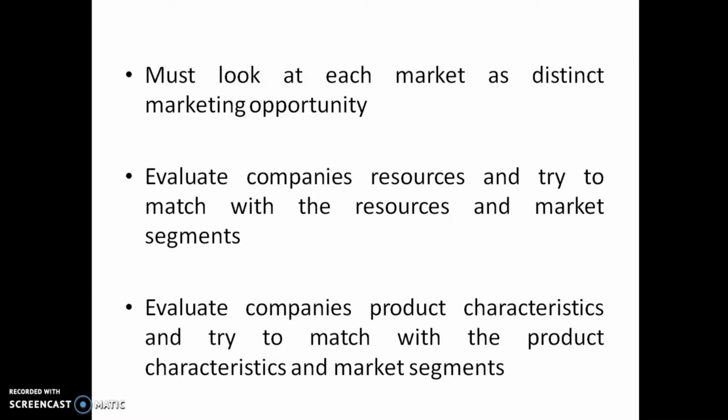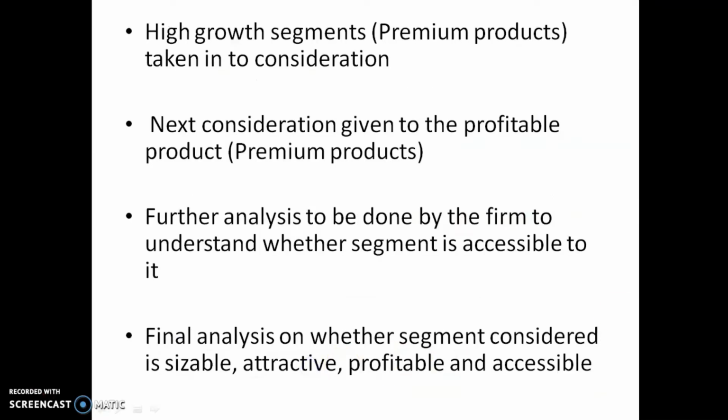High growth segments, that is mainly premium products, are taken into consideration. Normally, while market targeting is being done, the marketing team will always look at the premium products, that is high growth segments. The next consideration is given to the profitable products. Again, profitable products means premium products itself, because the premium product will be sold at a high rate. So the company will get maximum profit in the premium product compared to the regular products. So market targeting consideration will always be given to those products which are premium products.